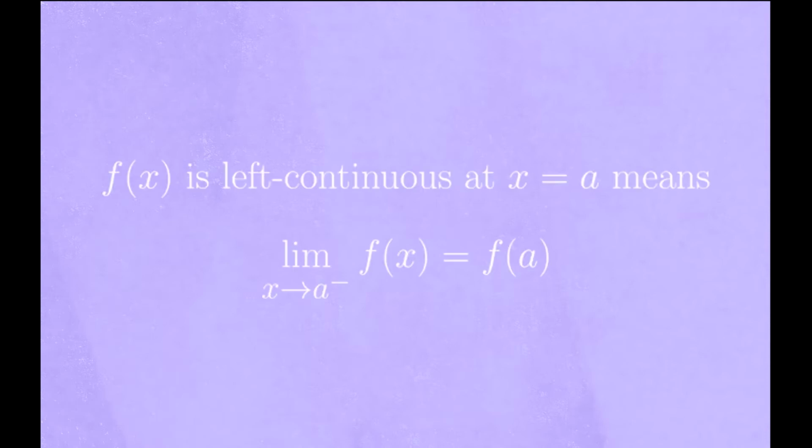one-sided limits. A function f of x is left continuous at x equals a if the left limit of f of x at x equals a equals the value of the function at x equals a. There is also a definition of right continuous, but I leave that as an exercise for you to write out. Let's look at an example.